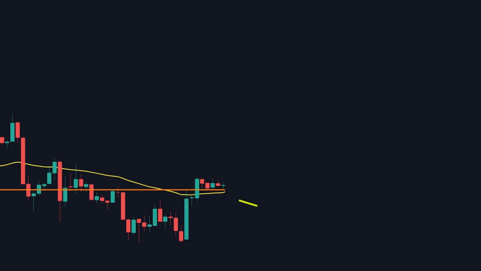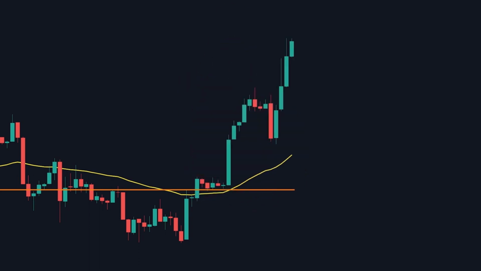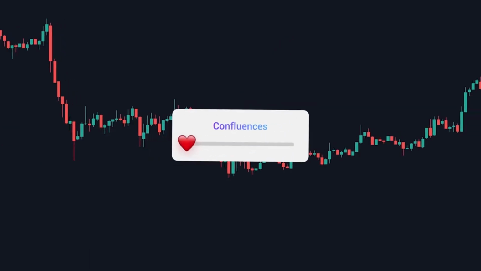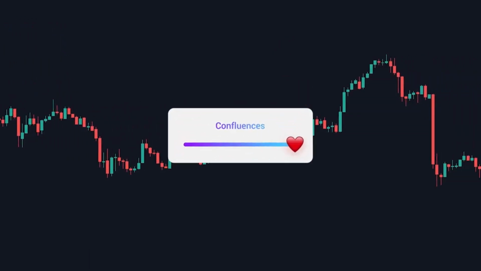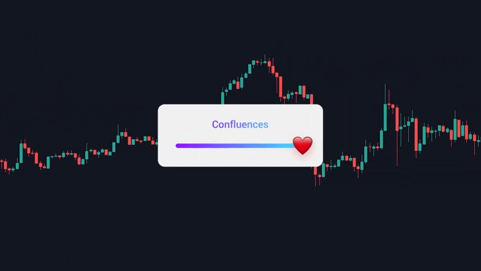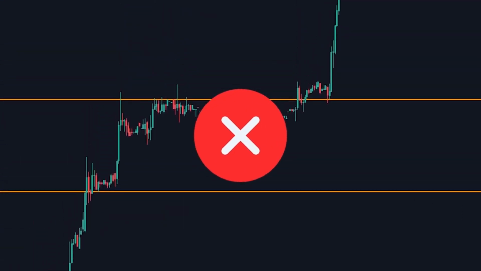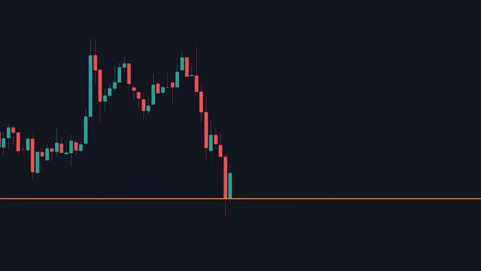So, for example, we have a moving average and a support in the same exact area. This makes the support way stronger, and we can predict price will respect it a lot more because of this confluence. The more confluences and reasons for price to respect the support or resistance, the better. You should never be using support and resistances by themselves. Let me show you a live example of a winning trade using this strategy.